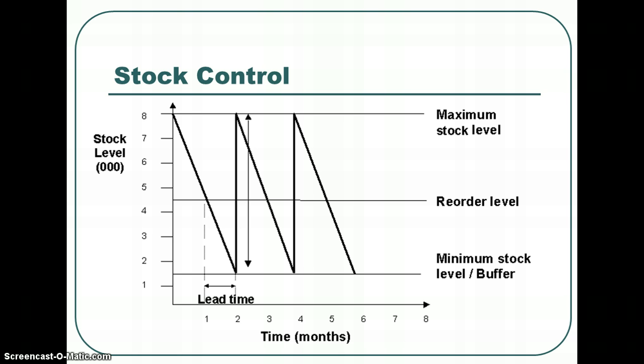The size of the order is the difference between the maximum and minimum stock levels. So it goes from 8 down to 1.5. So they have to order 6,500 items to bring that back up to 8.